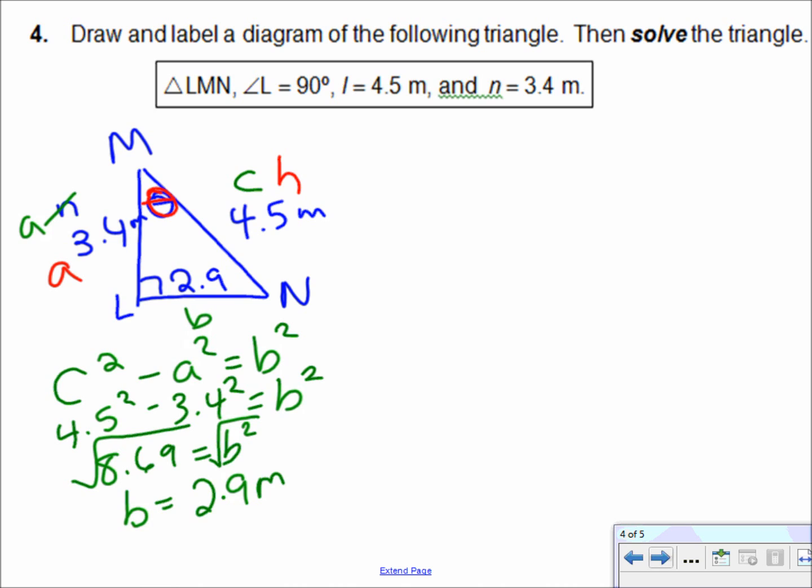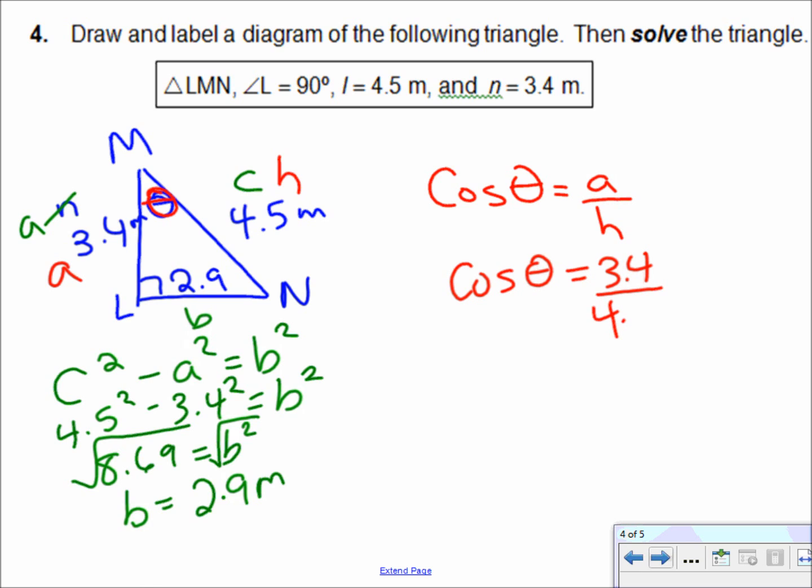So hypotenuse and adjacent, cosine is my ratio for that. So cosine theta is equal to adjacent, which is 3.4, over hypotenuse, which is 4.5. Again, I need to figure out my angle here, or my decimal, excuse me. So I get 3.4 divided by 4.5, and I get 0.75555 repeated. But I want the angle. I don't want the decimal.